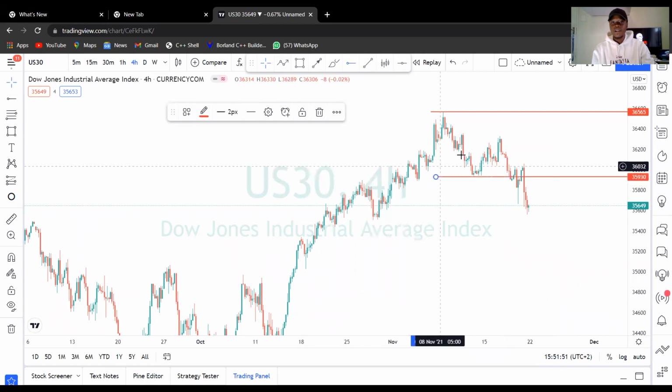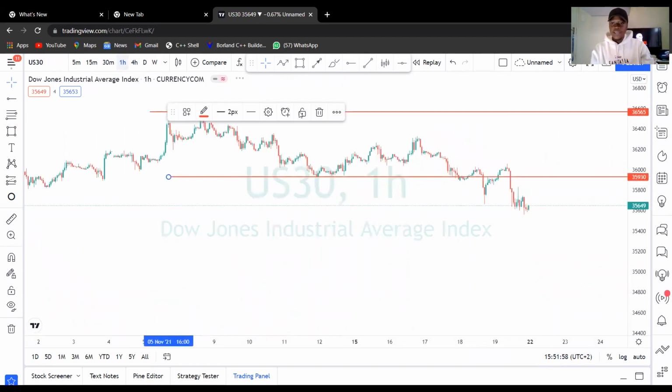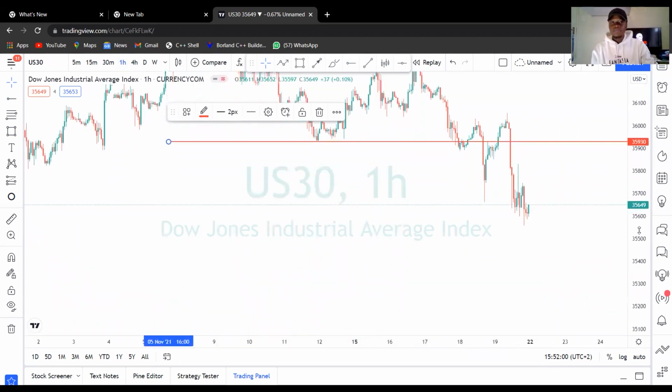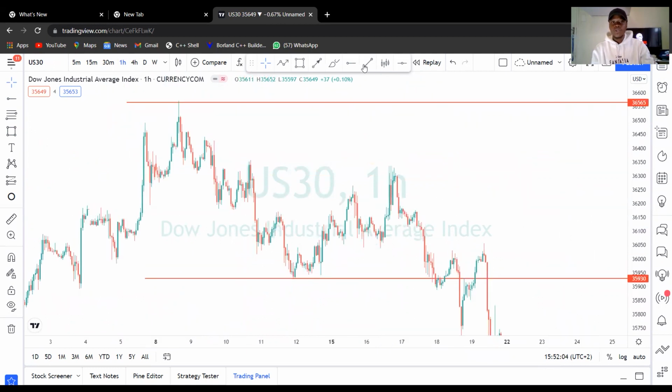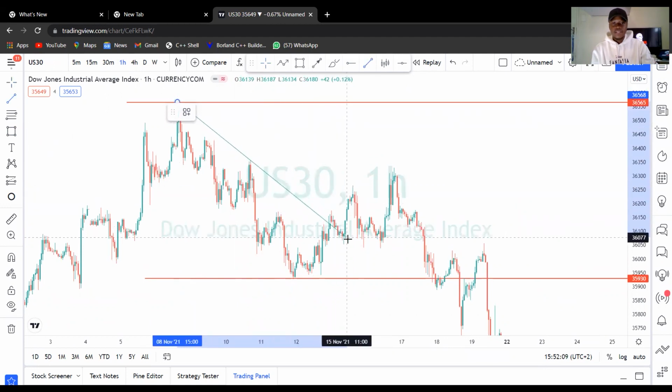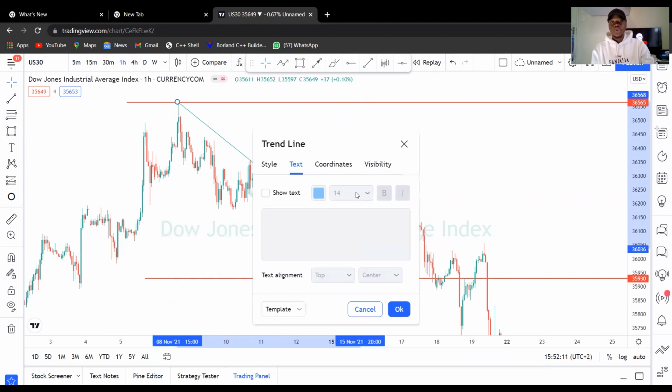And then we had a support somewhere around here. This part was not there. So let's just go to your 1 hour time frame. On a 1 hour time frame, we did manage to spot a trend that was happening, or your correction that was happening. So we had something like this. Let's just take a trend line, adjust it to be something like this.